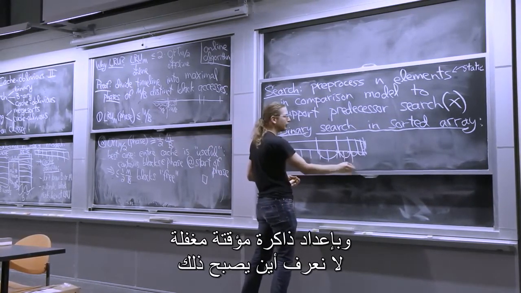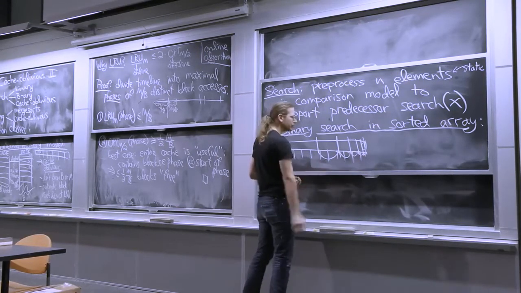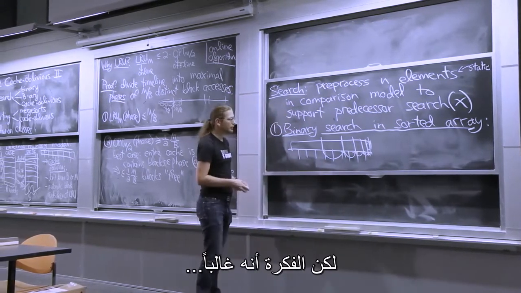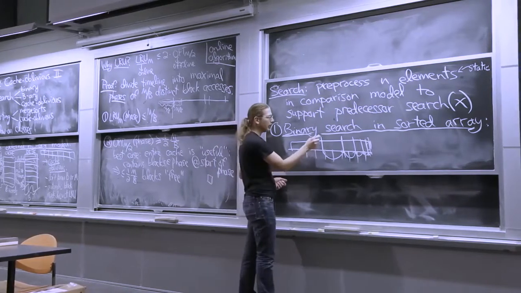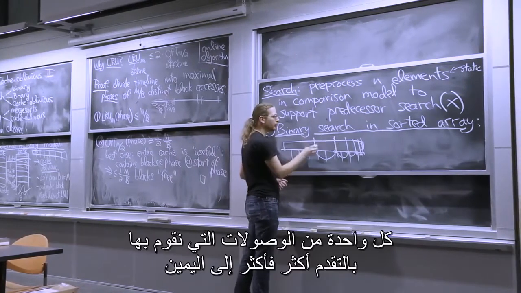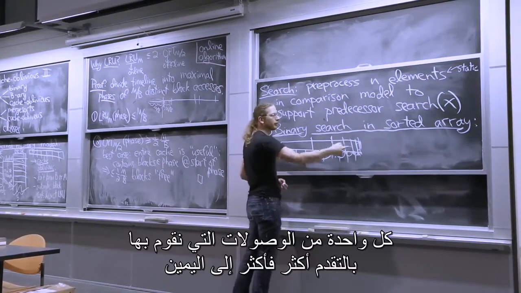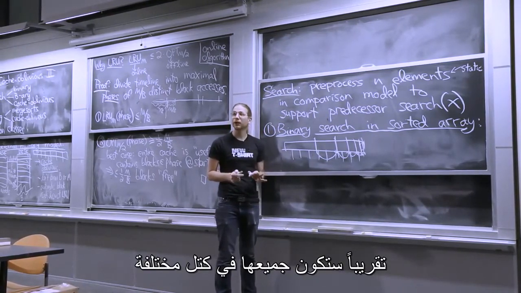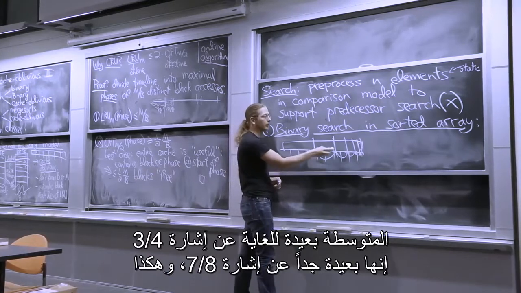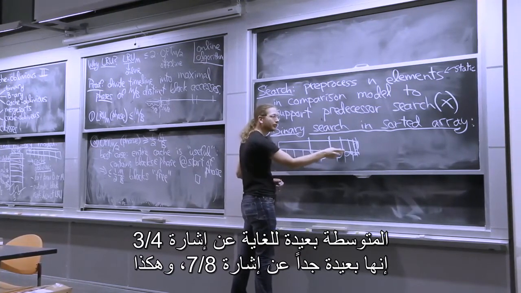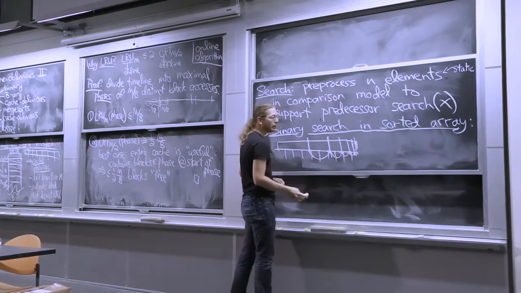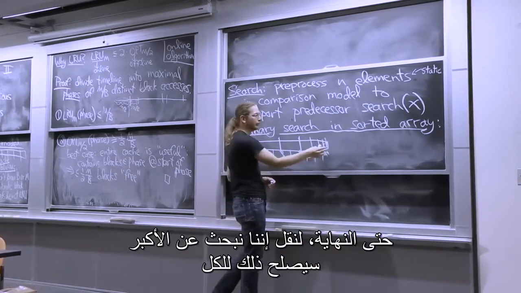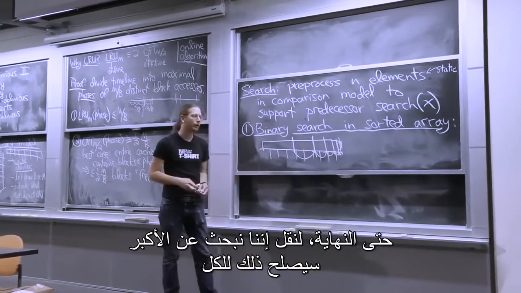And in a cache oblivious setting, we don't know where that falls. But the point is, for the most part, every one of these accesses we do as we go farther and farther to the right will be, almost all of them, in a different block. The middle one is very far away from the 3/4 mark, is very far away from the 7/8 mark, and so on, up until the very end, if say we're searching for the max. So this will hold for all of them.